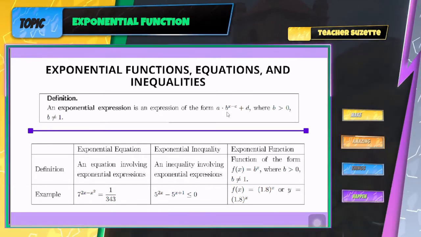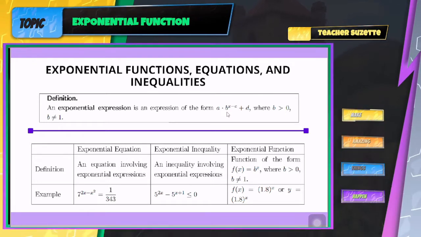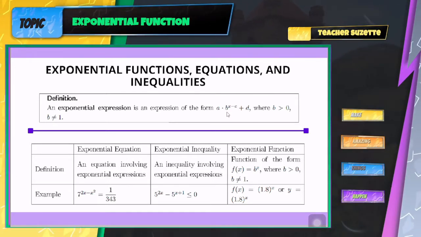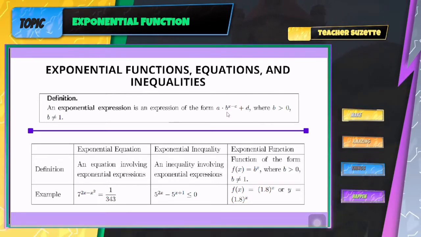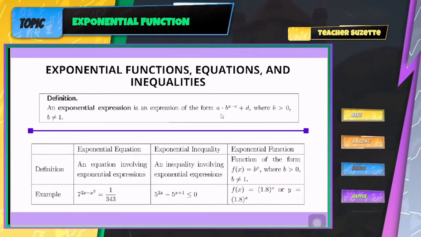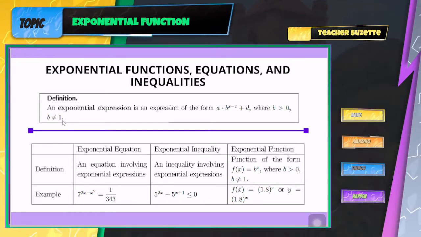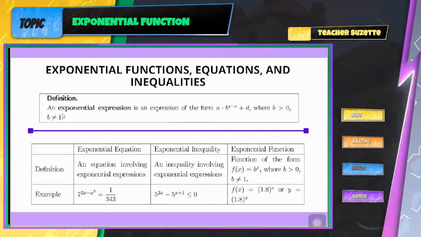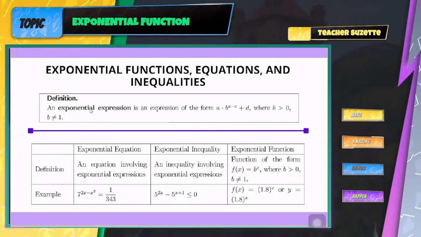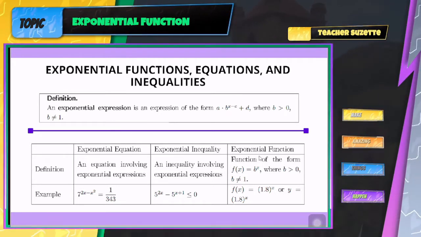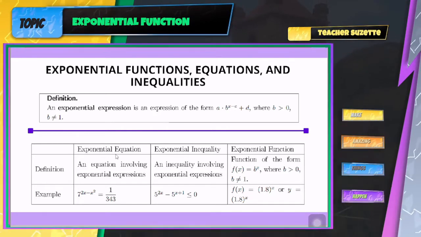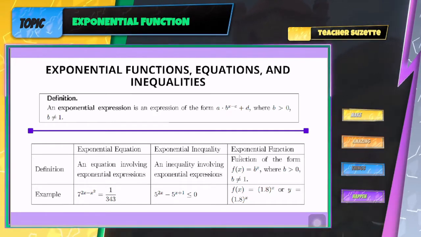So, the base in your exponential expression should be positive, greater than 0, but of course, do not forget that it should not be equal to 1. From the exponential expression, you can form an equation, an inequality, and a function. So, we will discuss the difference of each.